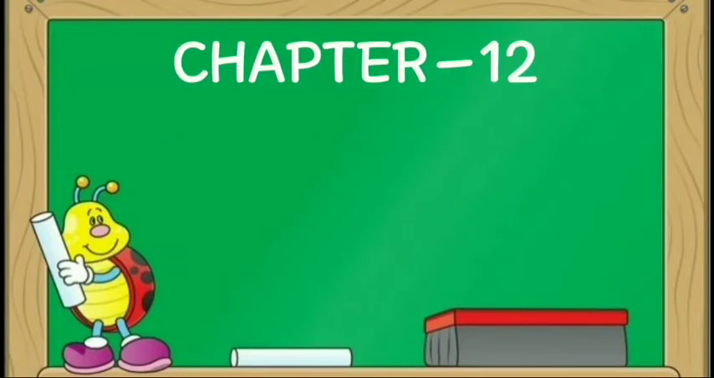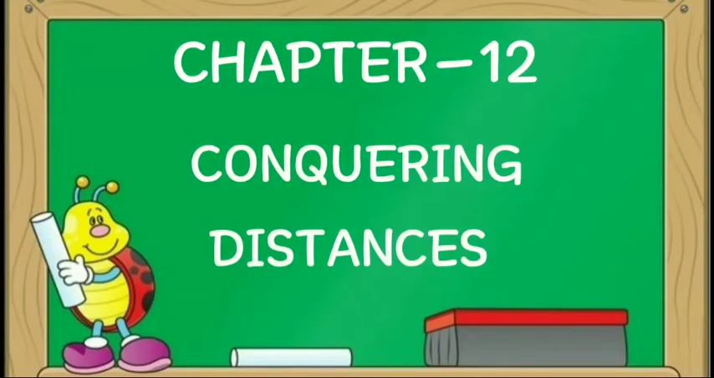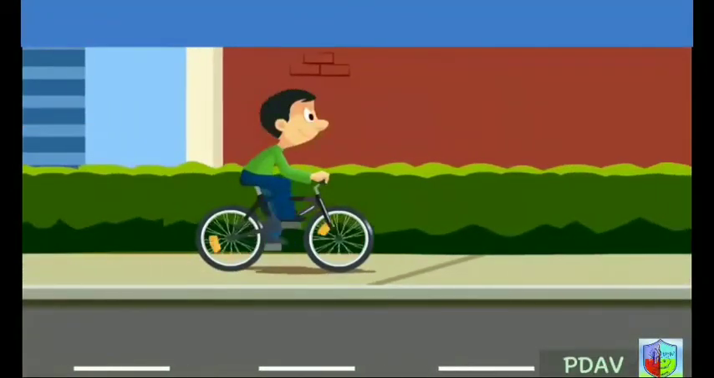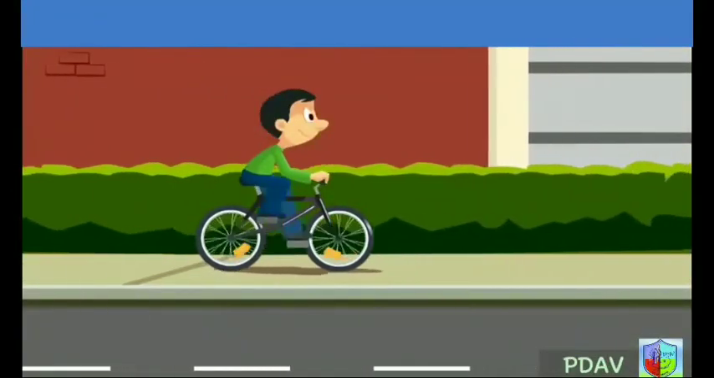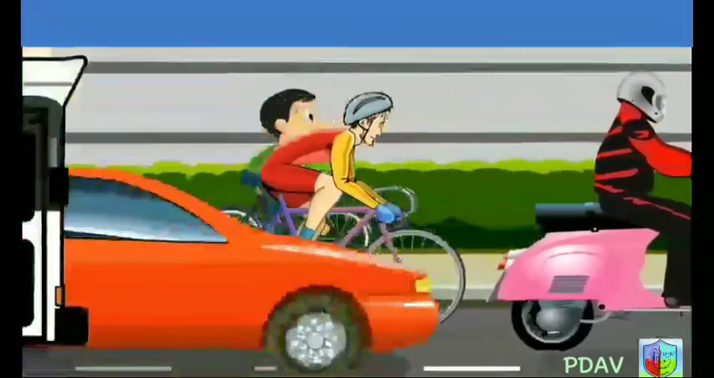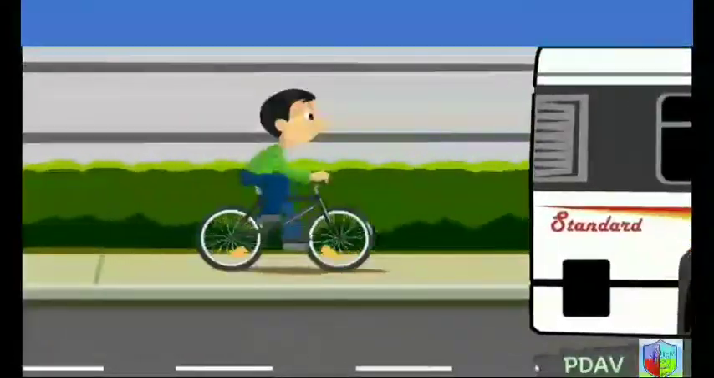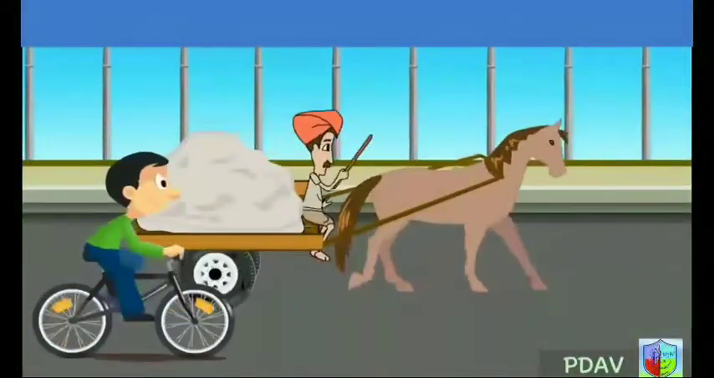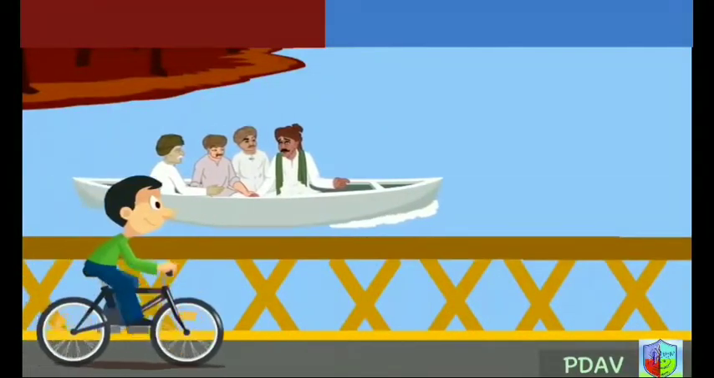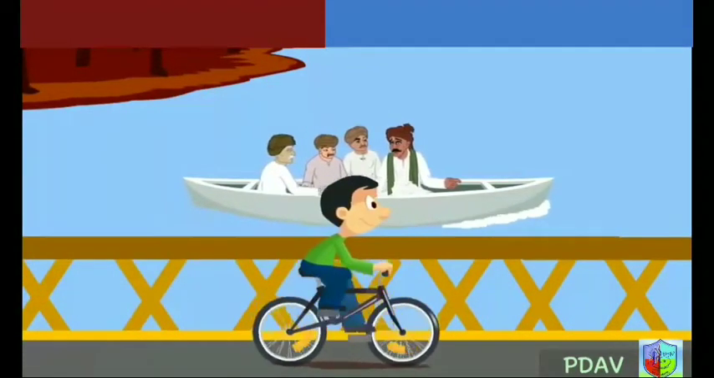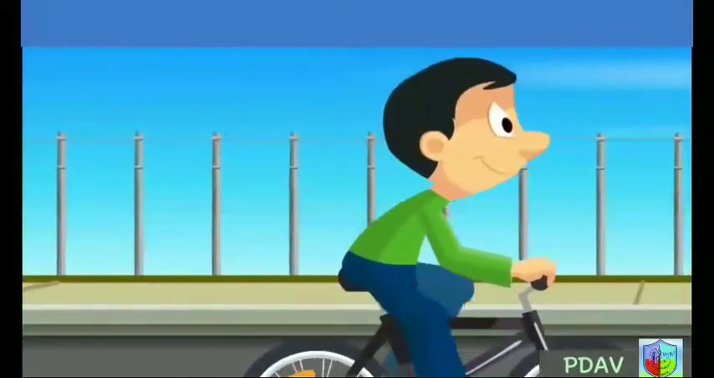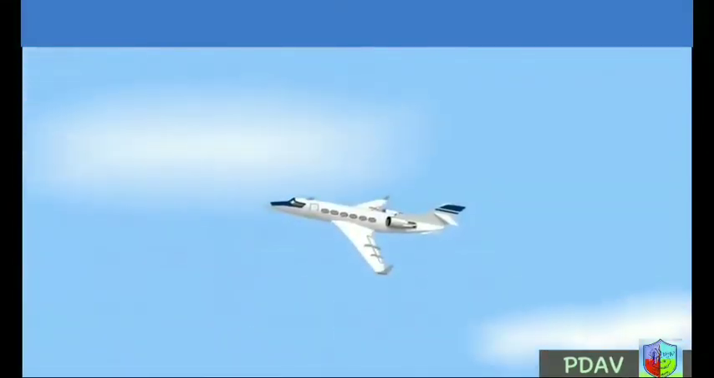Let's continue chapter 12, Conquering Distances. It was a lively sunny morning. Nitin is cycling to his friend's place. On the way, scooters, bicycles, cars, buses passed him. His cycle passed a bullock cart carrying sand. Soon he is cycling along the banks of the Yamuna river. He finds men crossing the river in boats. He hears noise in the sky. He looks up to find a jet flying past.